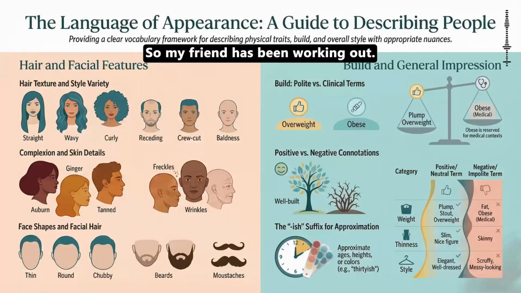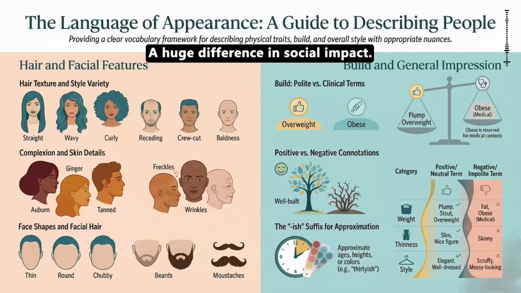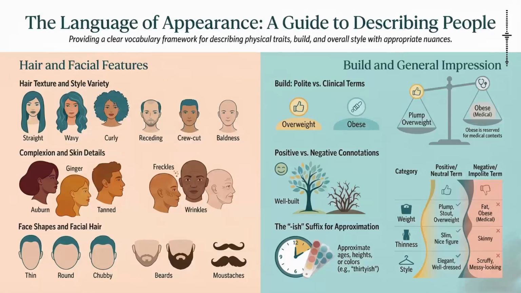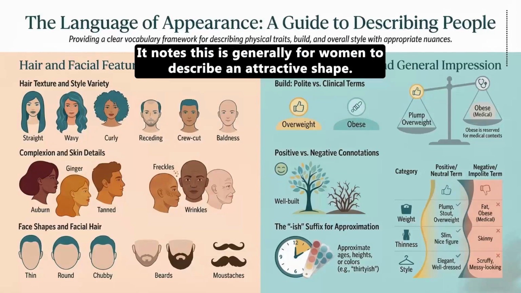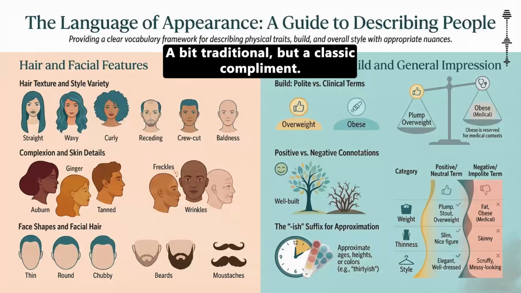So my friend has been working out. I see them. I say, wow, you look slim. They smile. They feel good. But if I say, wow, you look skinny, they might worry. Do I look unhealthy? It creates concern. A huge difference in social impact. That's the B2 plus difference. It's not just knowing the word, it's knowing how it feels. The text also mentions one more phrase for women. Nice figure. Yes. It notes this is generally for women to describe an attractive shape. A bit traditional, but a classic compliment.